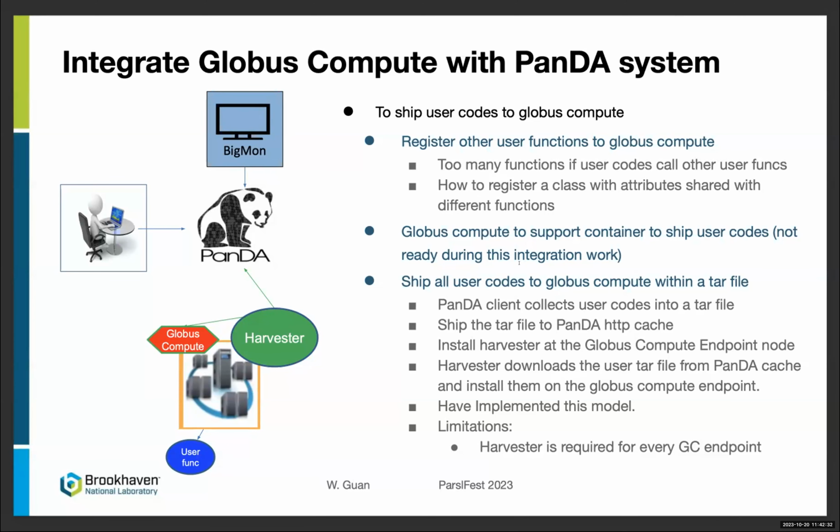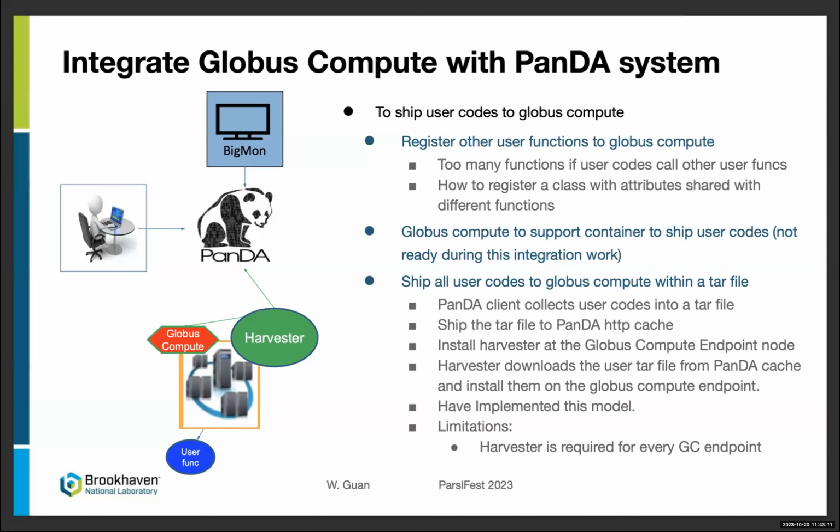The second way is we can use Globus Compute's container support. However, while we were working on this part, the container support was not ready. So we used the third one. We ship all the user code to Globus Compute within a TAR file. At first, the PanDA client collects all the user code into one TAR file and sends the TAR file to the PanDA HTTP cache.